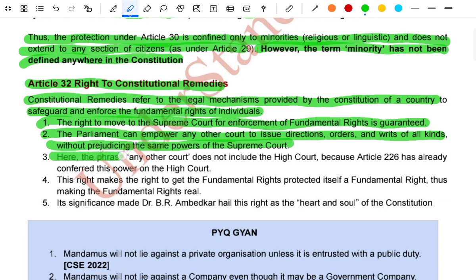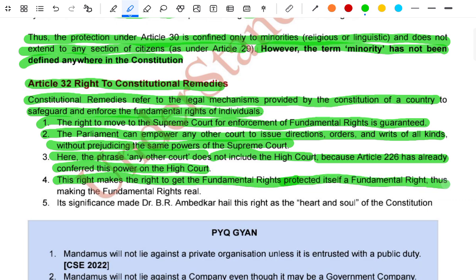And here, any other court does not include the High Court, because Article 226 has already conferred that power on the High Court. This right makes the right to get fundamental rights protected itself a fundamental right, thus making the fundamental rights real. It is a significance made by B.R. Ambedkar, who called this right the heart and soul of the Constitution.